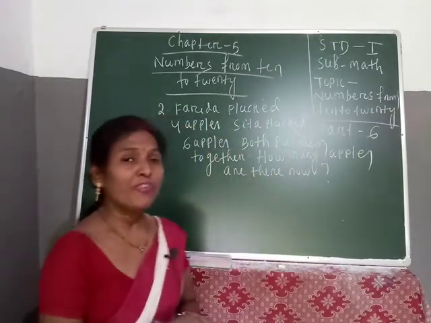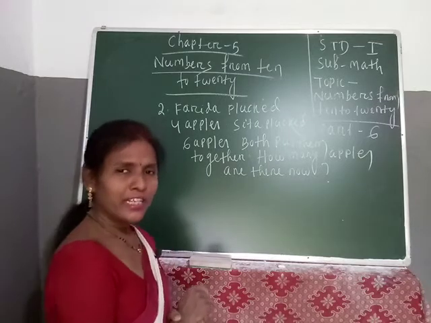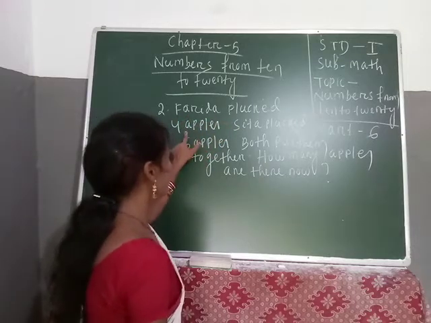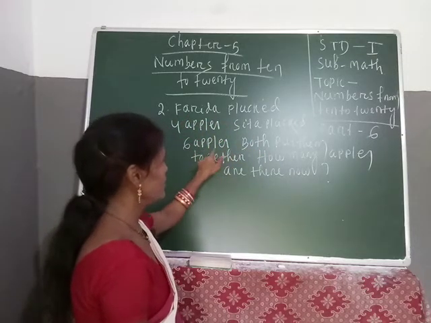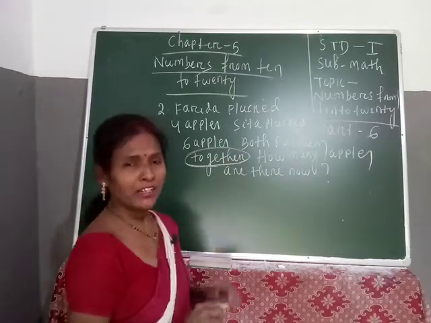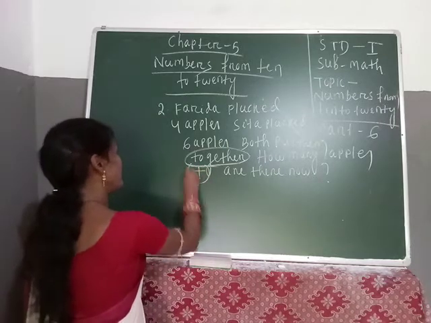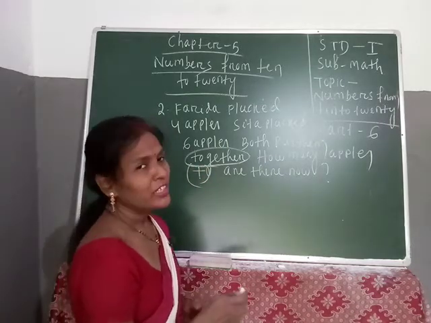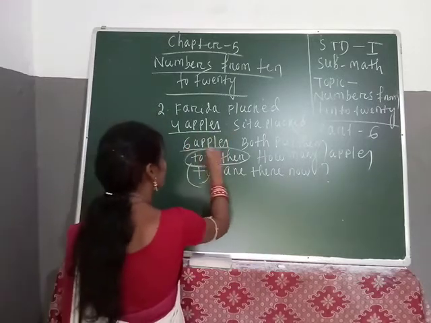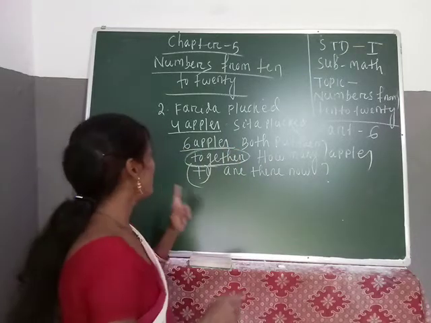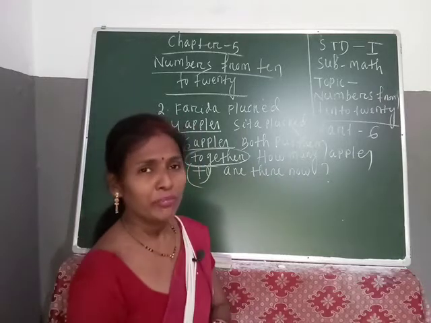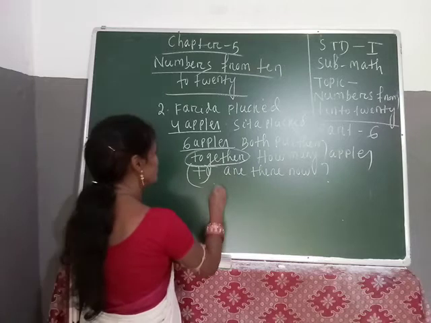Let us find out which word is inside the word problem. Farida plucked 4 apples, Sita plucked 6 apples, both put them together. You see, this one is known as together. Together means we will do addition here. Understood? Now you got the trick. Now you see, this is your 4 apples, this one is your 6 apples. Farida plucked 4 apples. Sita plucked how many apples? 6 apples.